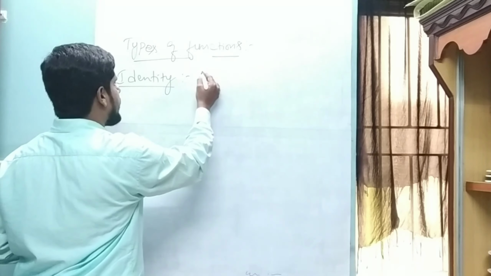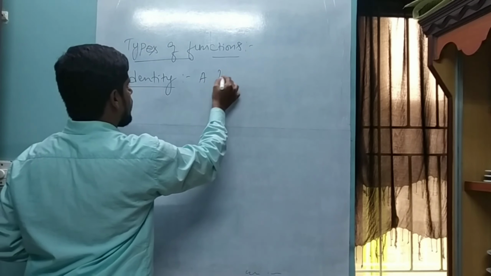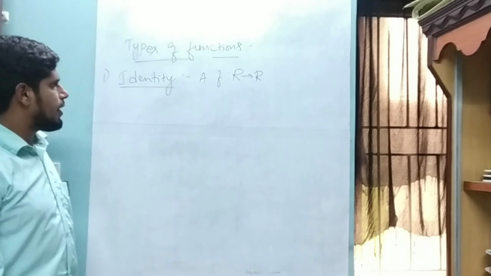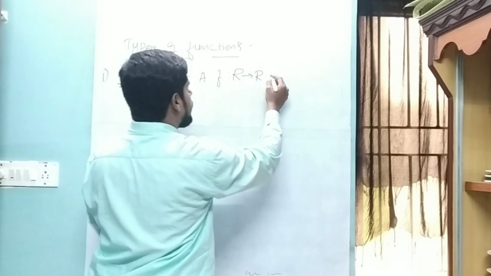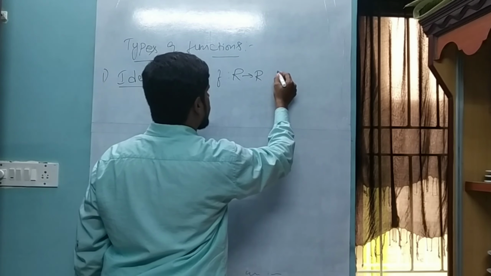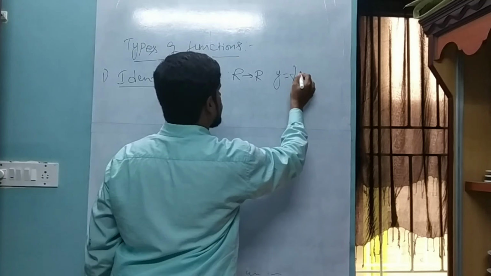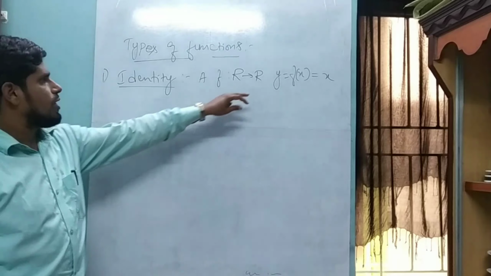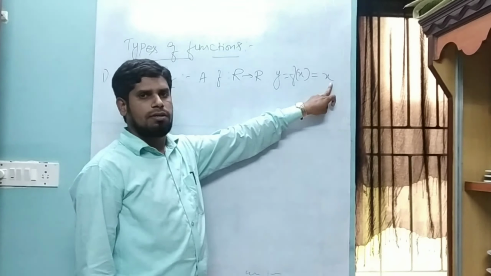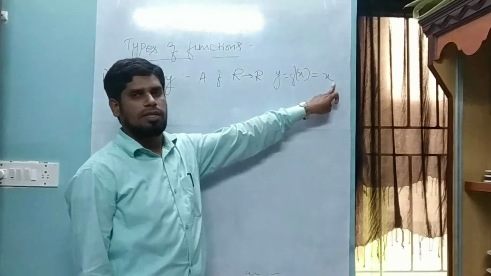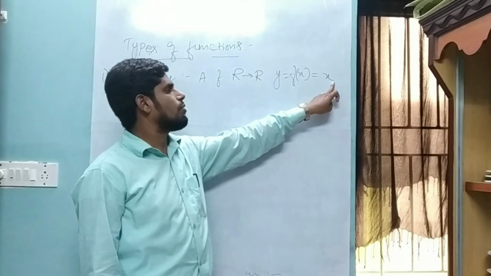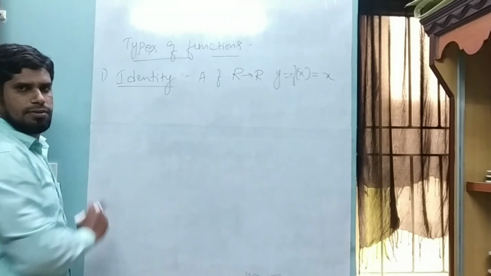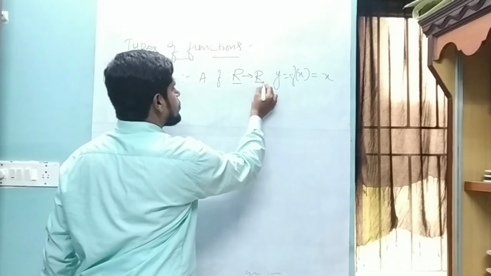So we can define an identity function as a function f from R to R is said to be an identity function, given by y is equal to f of x, and that should be equal to x. y is equal to f of x and f of x is x. That means y is equal to x. This kind of function where input and output are equal, we call an identity function. We can see here it is real numbers to real numbers.